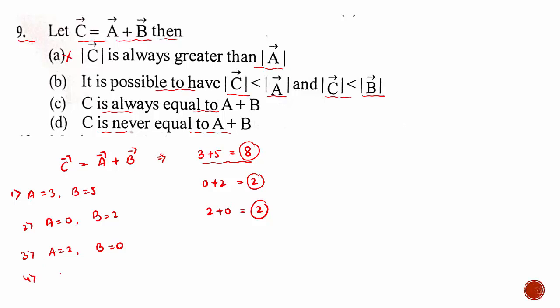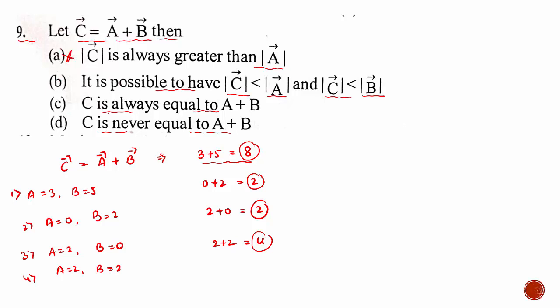Go for another example. A equal to 2, B equal to 2. So here we can write 2 plus 2 equal to how much? 4. So this answer is the sum of two values A and B. Whether it is equal to A? No. Whether it is equal to B? No. It is greater than A as well as B. So that indicates option A is wrong.